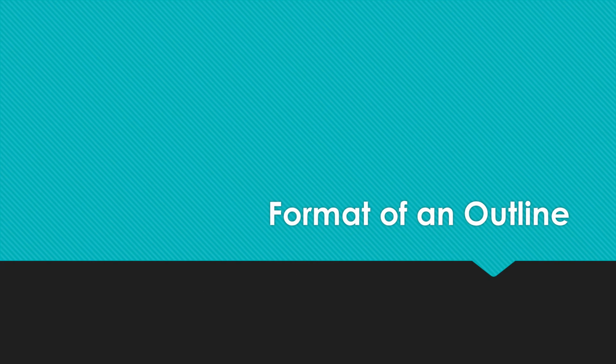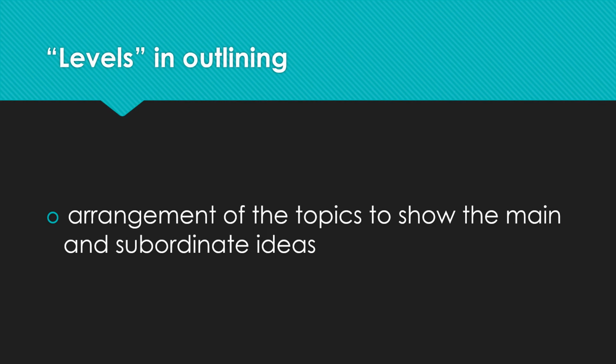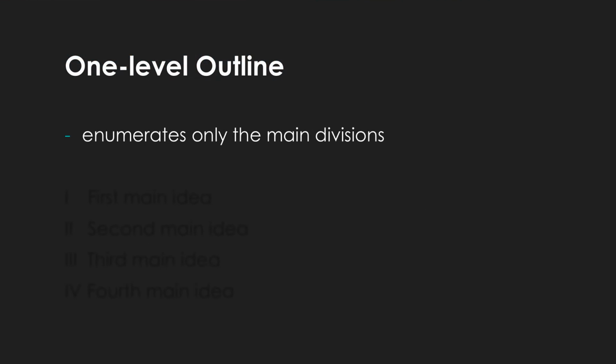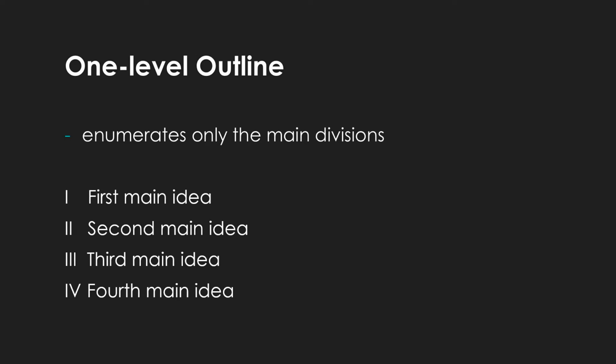Now, okay, so we will talk about the format. Because in outlining, we have different levels. Basically, when you say levels, this pertains to the arrangement of the topics to show the main and subordinate ideas. So we have three. First is the one level outline. If it's only one level, you enumerate only the main divisions. For example, 1, 2, 3, 4 in Roman numerals. We usually use Roman numerals for the first level. So first, second, third, and fourth main idea.